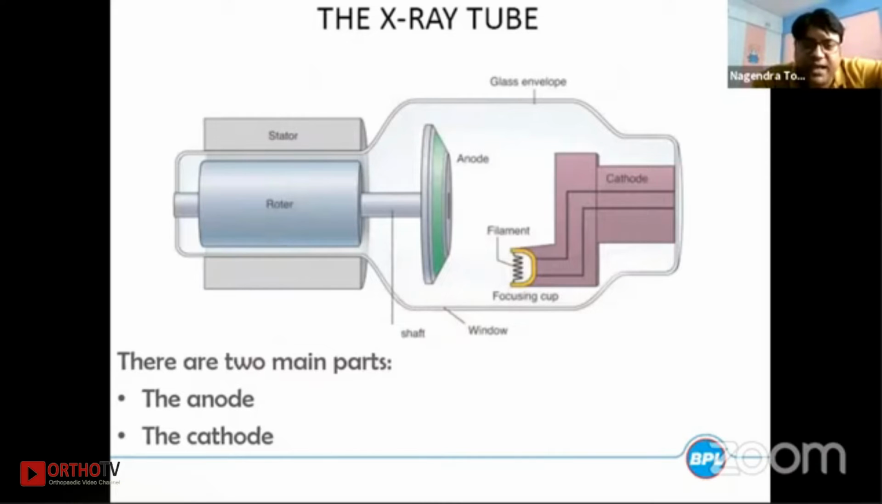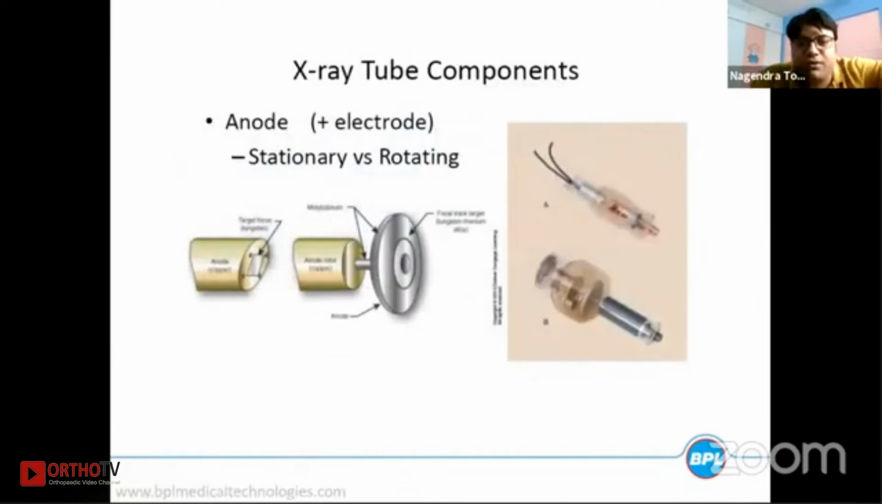One is the anode and the other is the cathode. So the anode is on the left side and the cathode is on the right side. From the right side, electrons are emitted and strike the anode. Okay, and then finally you get the X-ray beam. There are two kinds of anodes, one is stationary and the other is rotating. In the high voltage generator, we always have a rotating anode.